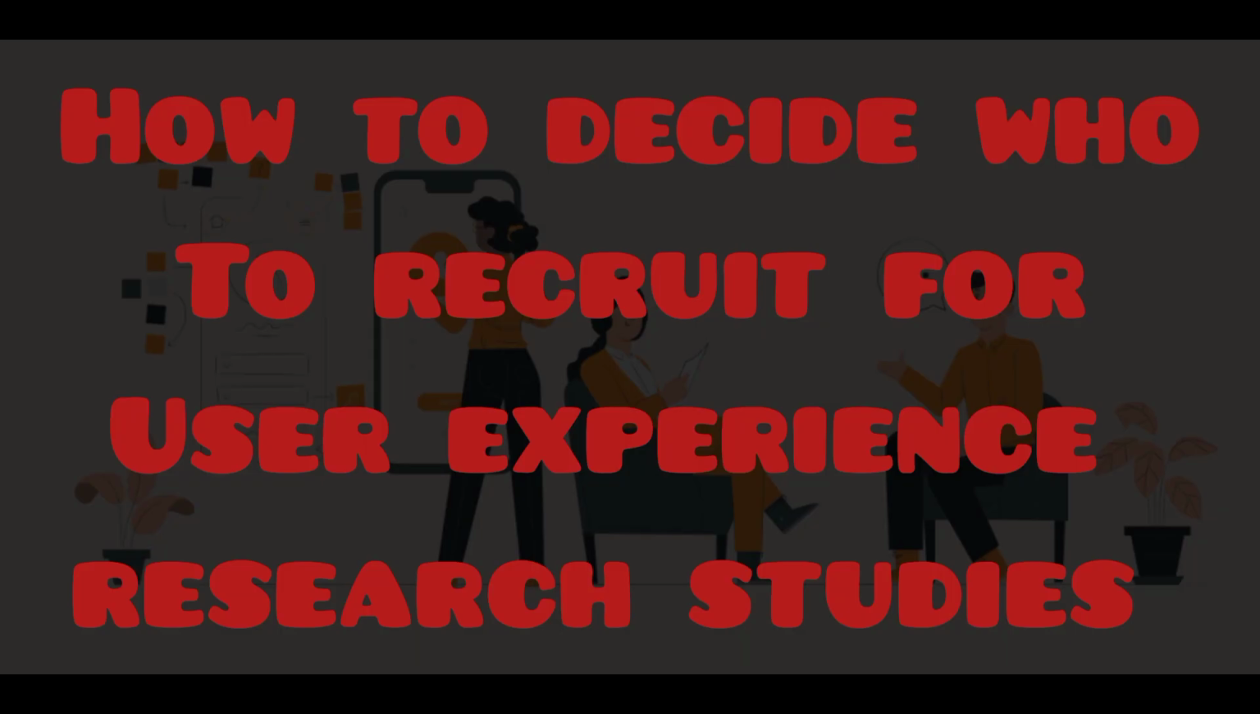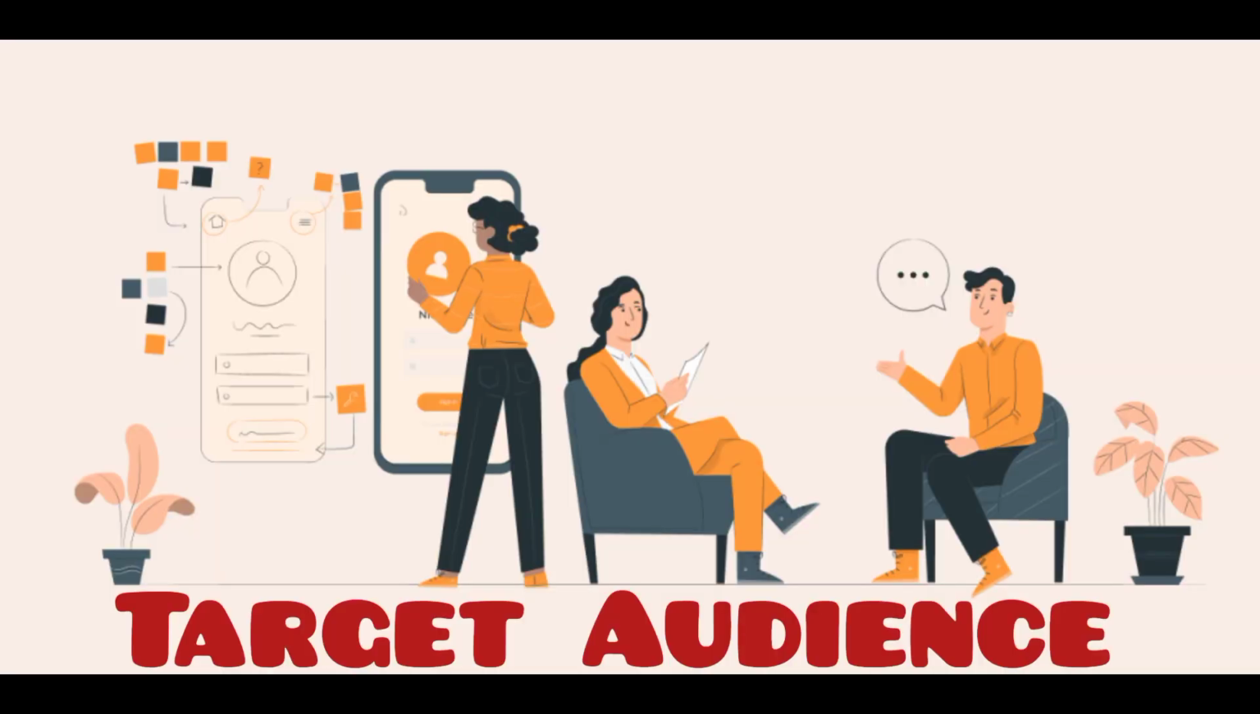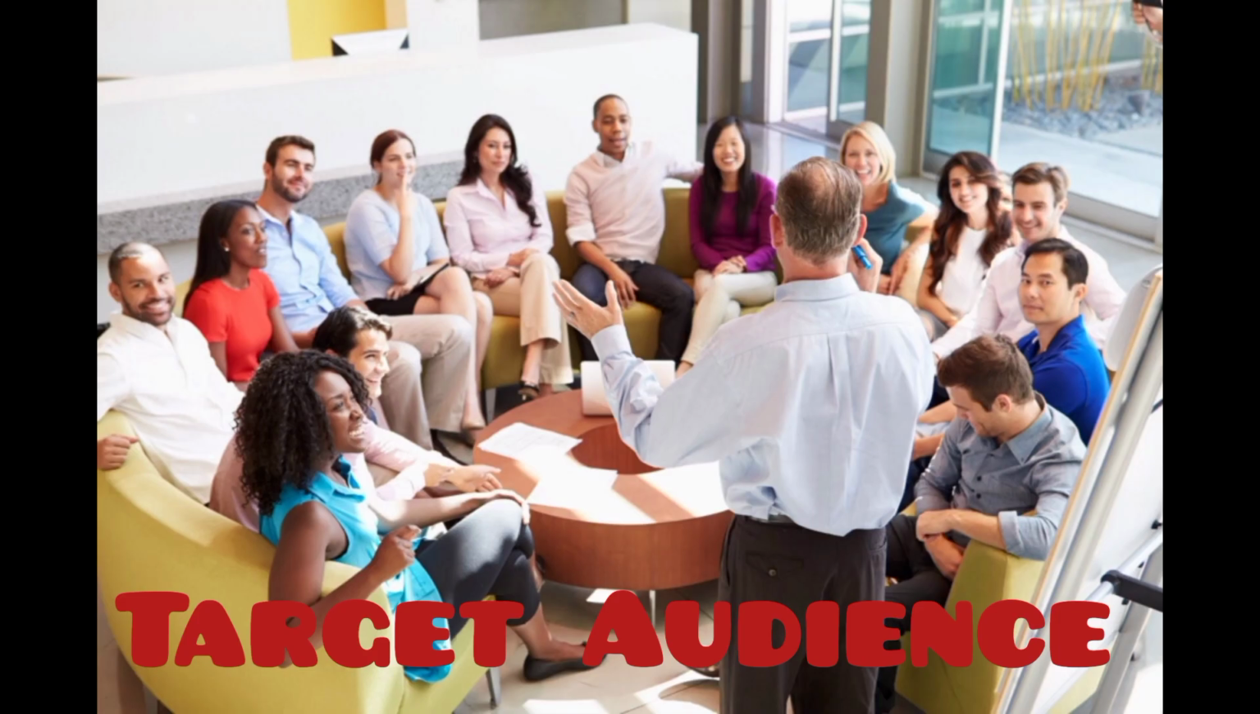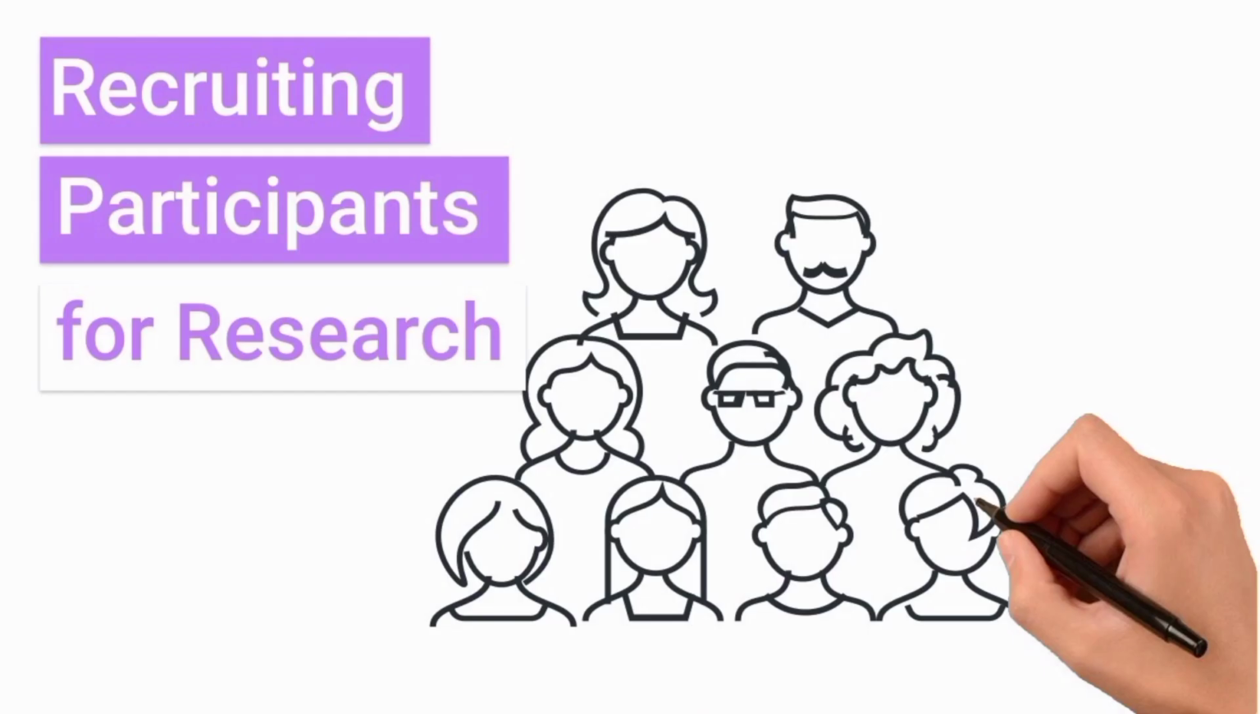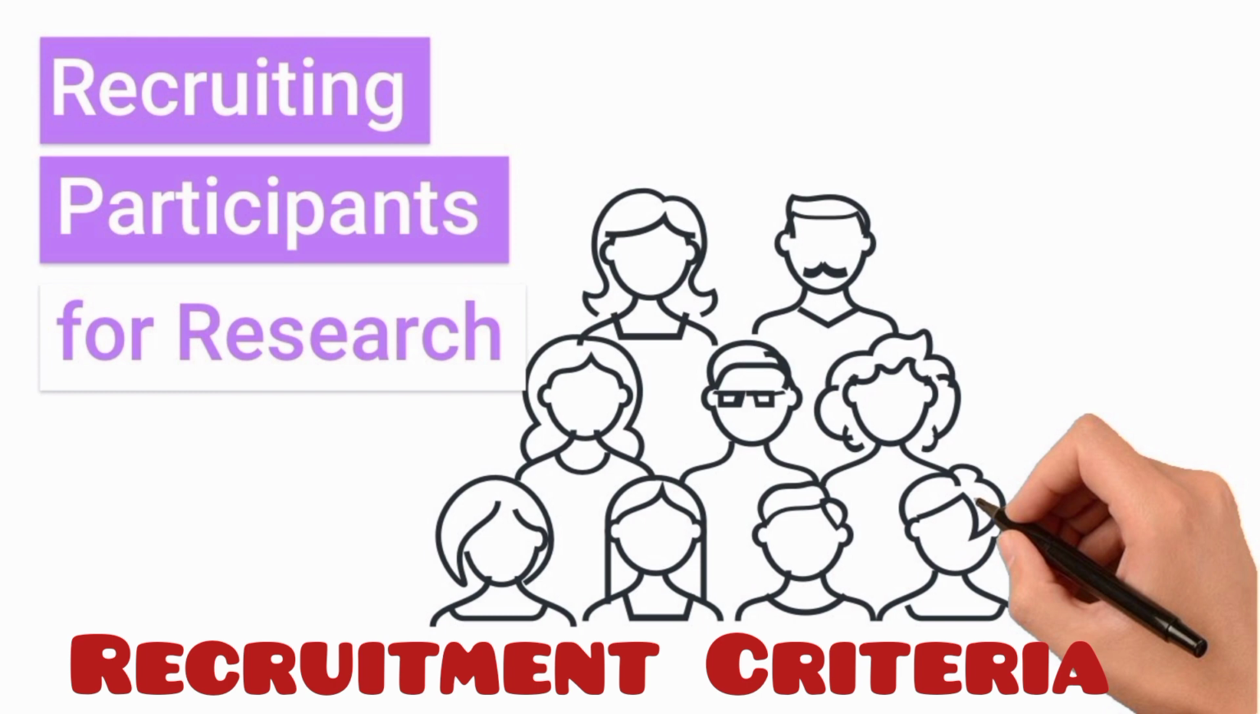Okay, so now let's see how to decide who to recruit for user experience research studies. So first one is target audience. The first consideration is target audience. So the researcher should find participants with similar interests or behavior to the target audience. And the second one is recruitment criteria. Researchers often establish recruitment criteria such as age, education, income or experience with a particular app.